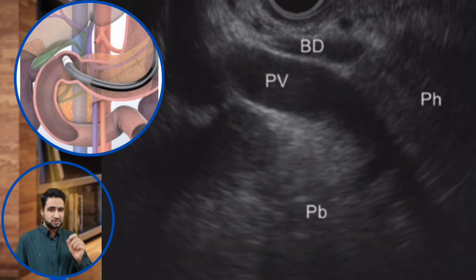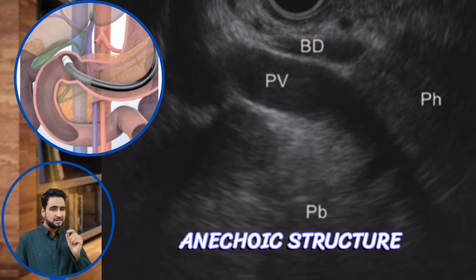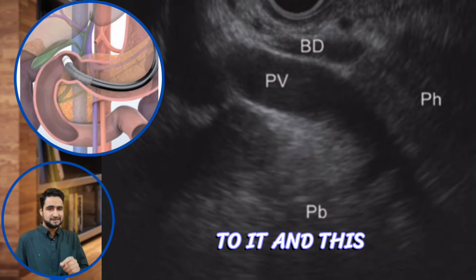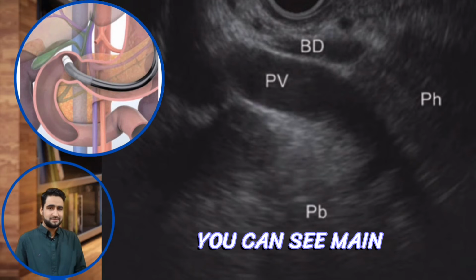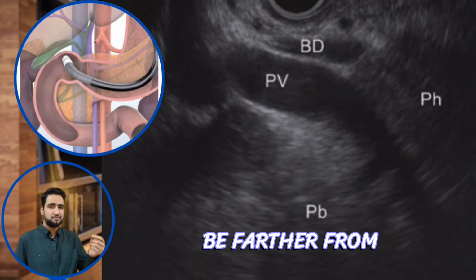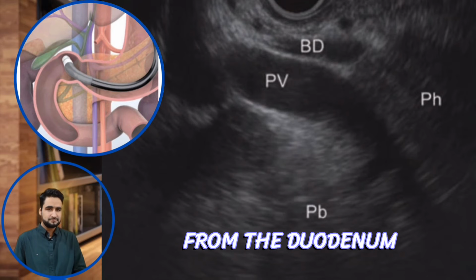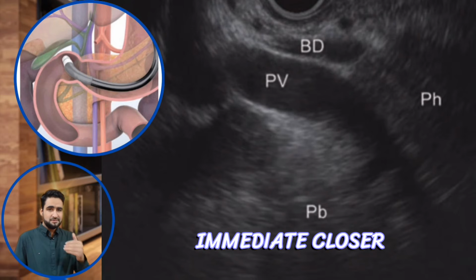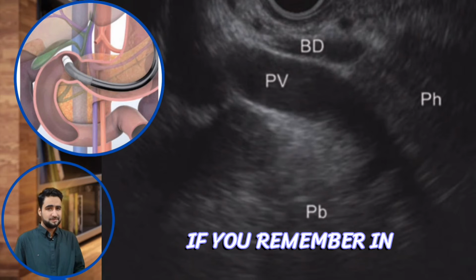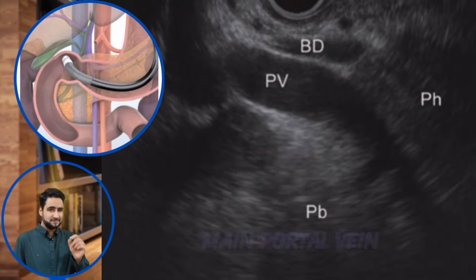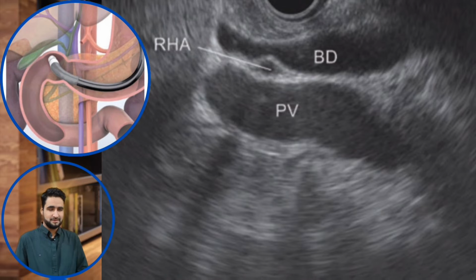Besides the bile duct, you can also see a long tubular anechoic structure running parallel to it, and this structure is the main portal vein. You can see the main portal vein will be farther from the probe while you are visualizing it from the duodenum. In the duodenum, the immediately closer structure will be the bile duct. If you remember, in the gastric station, the main portal vein was closer to the probe than the bile duct.